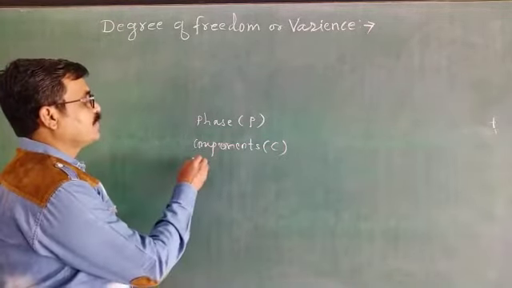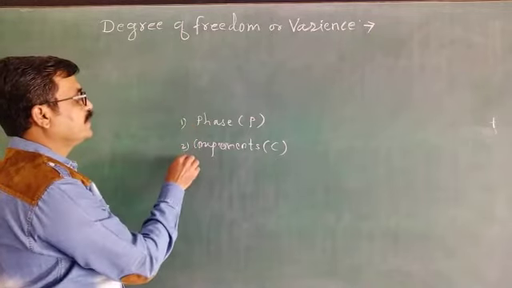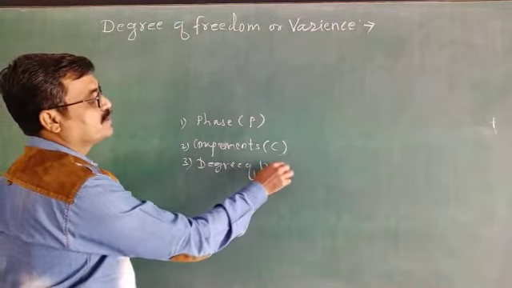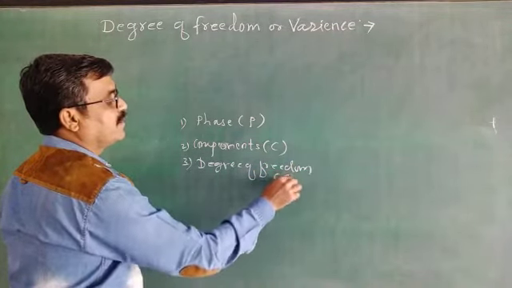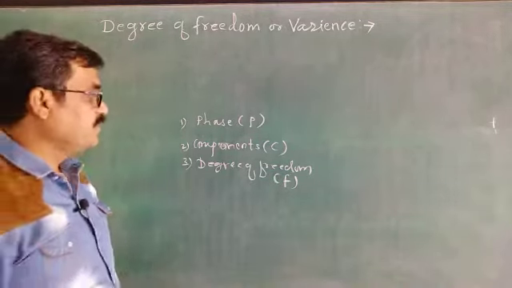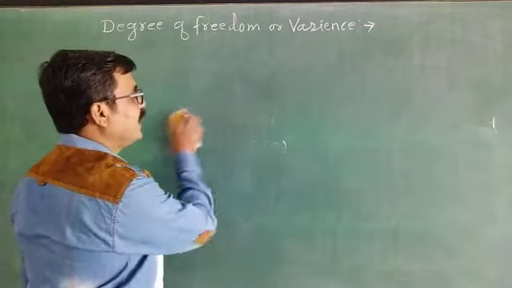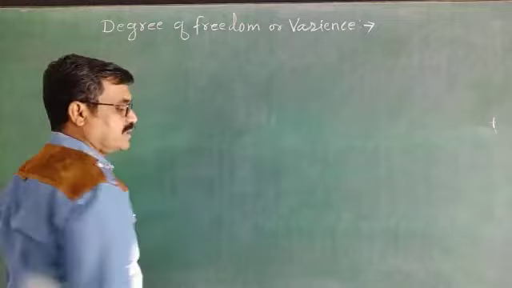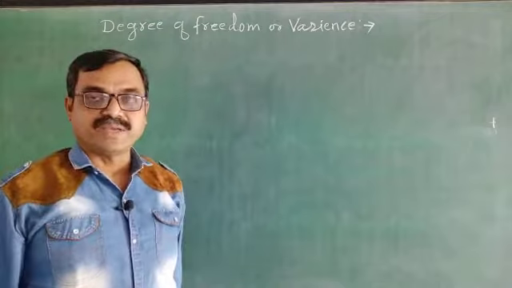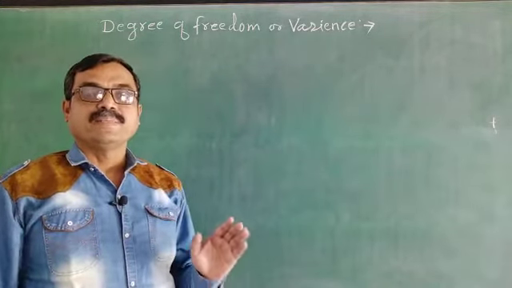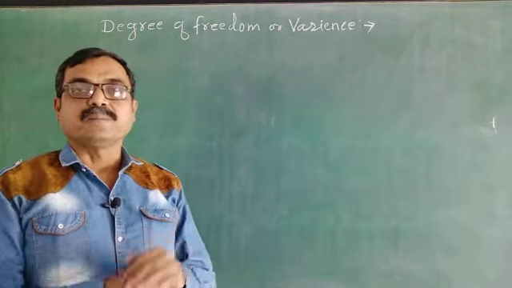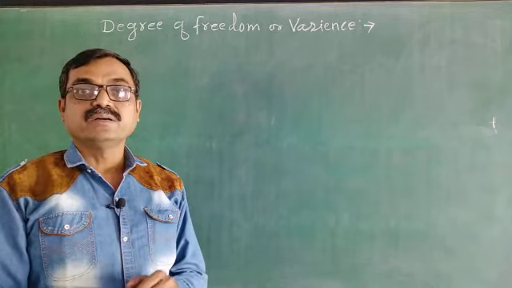Today we have to see the third point, that is degree of freedom. This degree of freedom is denoted by capital letter F, and it is also known as variance. Means if we have a system, then in order to study phase rule, you must know the number of phases of that system as well as the number of components along with the degree of freedom.